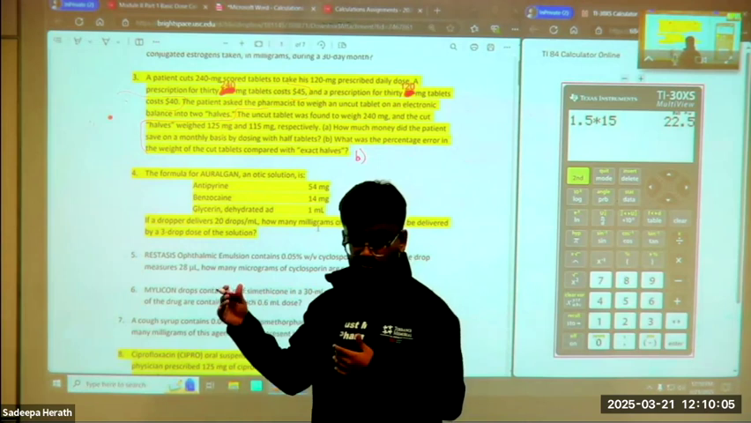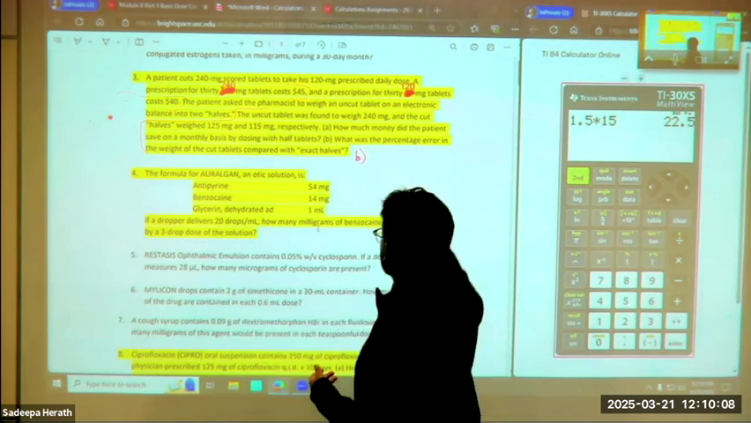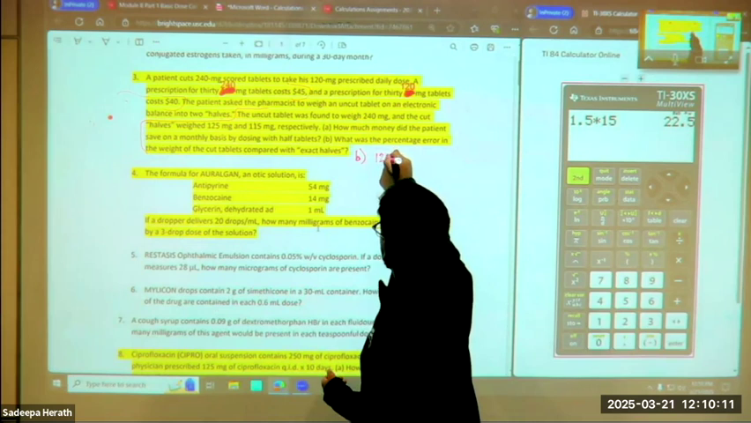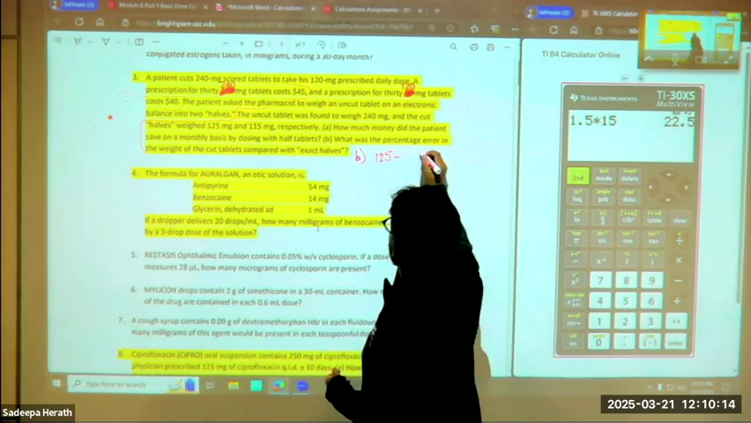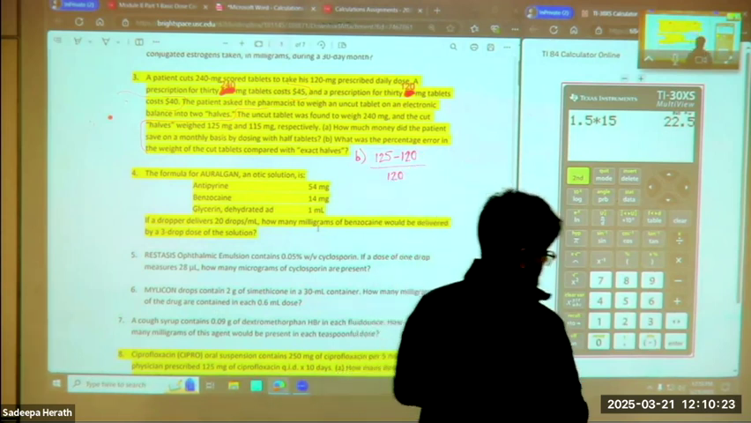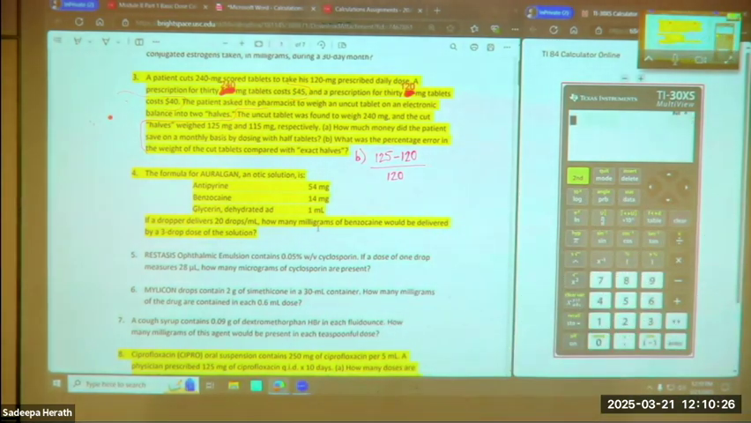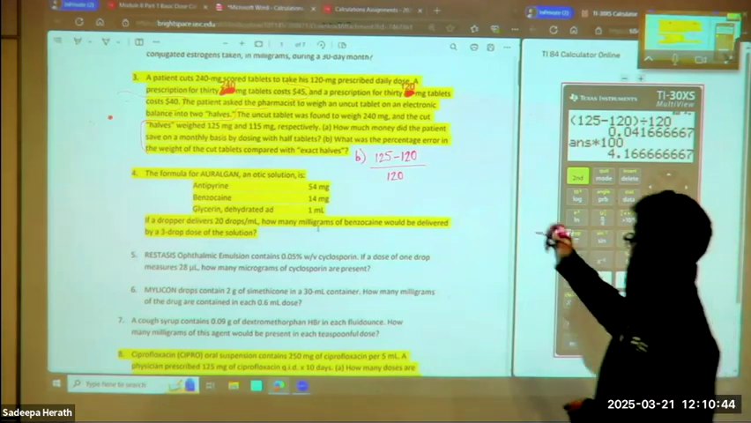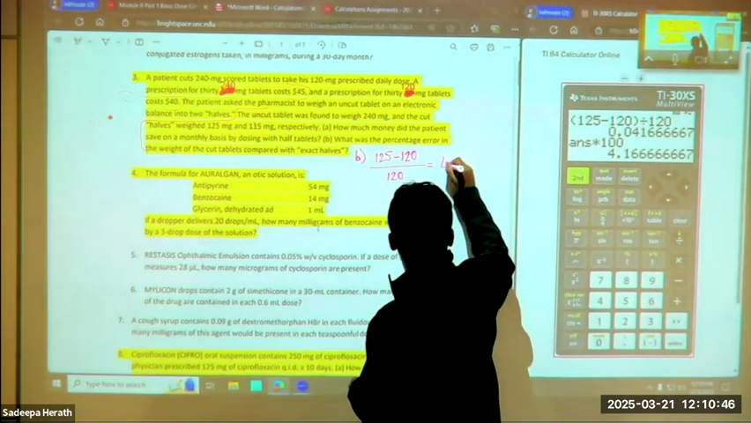Let's do it for each tablet and just see how it goes, right? So what we actually have is 125, and our desired is 120, over our desired 120. So 125 minus 120 divided by 120. And then that's our answer, but we want a percent, right? So we multiply it by 100. Our answer is 4.17%.